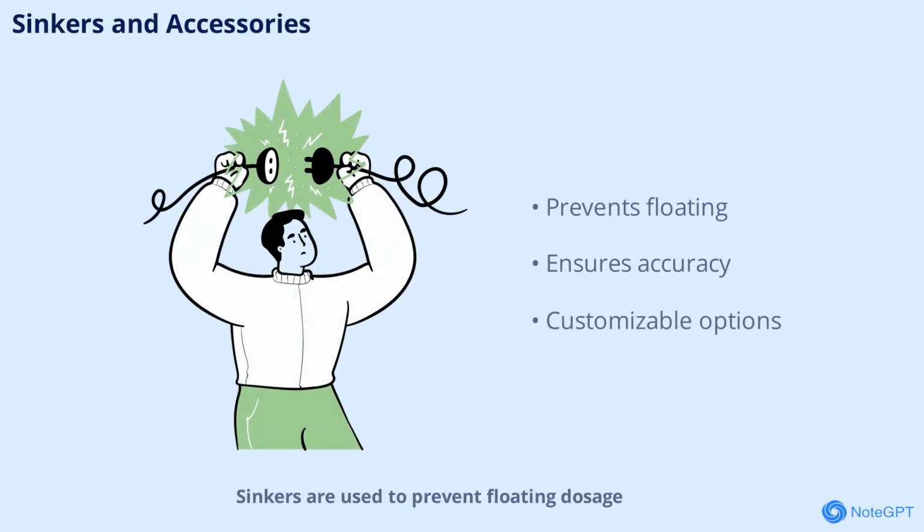Sinkers are used to prevent floating dosage forms from rising in the dissolution vessel. They come in various sizes and materials, such as stainless steel or platinum wire. The choice of sinker depends on capsule size and shell type. Proper use of sinkers ensures that the dosage unit remains fully submerged, allowing for accurate measurement of dissolution rates. Accessories like mesh screens and corks may also be used for specific formulations.